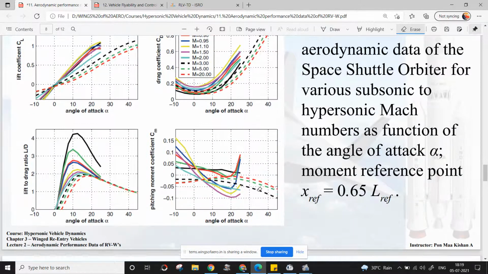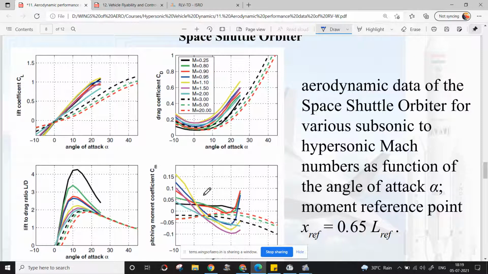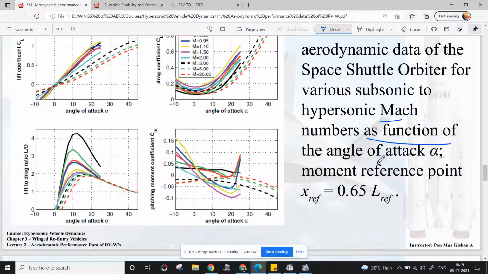So we will compare with the data. Although we have studied theoretically, let us see what exactly the results are showing. Because we cannot believe in each and every factor, right? We have to understand from the researcher's point of view, and we have to study some previous literature work. The data we are showing here is for the Space Shuttle Orbiter, with Mach number as a function of angle of attack, right? Because it depends on angle of attack. CL is changing based on angle of attack, CD is changing based on angle of attack, L by D is changing based on angle of attack, and pitching moment is changing.